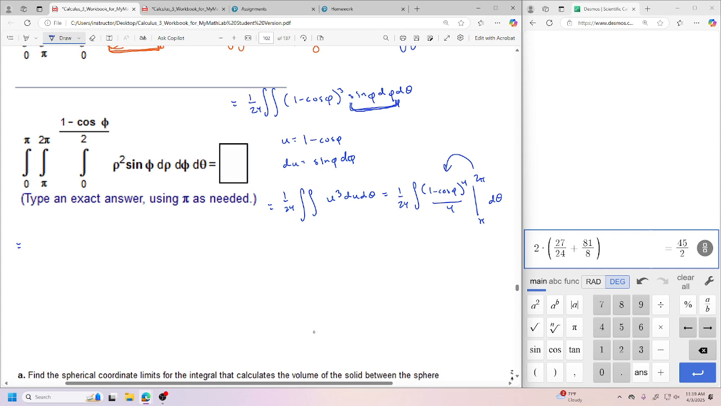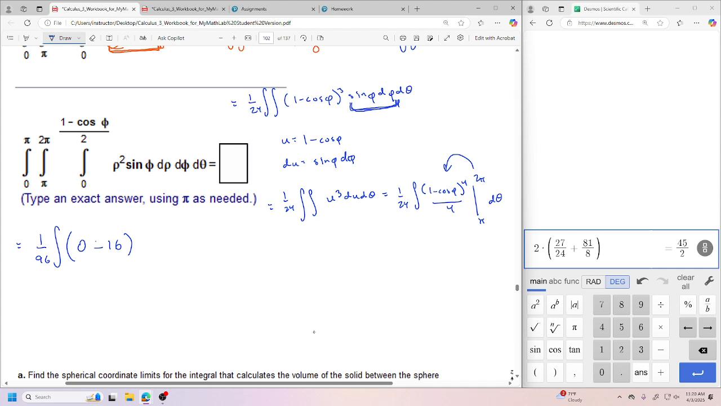Oh, and the 4 can come out to the front, right? So 4 and 24 makes 96. So when I plug in a 2 pi into phi, cosine of 2 pi is 1. 1 minus 1 is 0. So I actually get a 0. When I plug in the pi, I get a negative 1. And so that would be 2 negatives make a positive 2. 2 to the 4th is 16. But I think it's a minus 16.